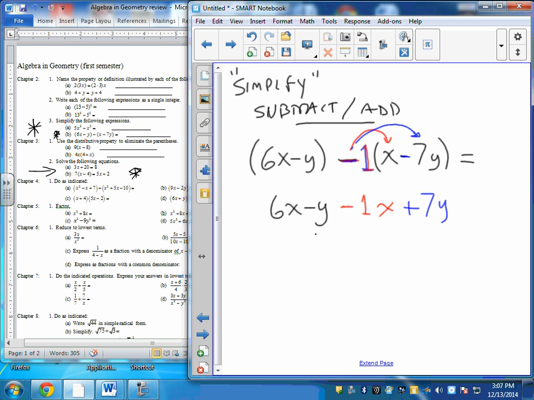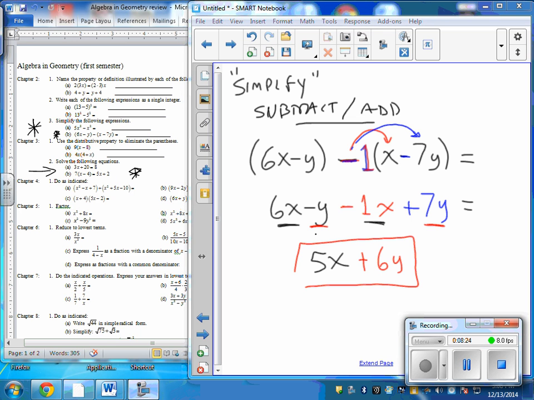And after you've done that, then you can go ahead and add up like terms. For the x's, we've got 6x, take away an x, that's 5x's. And on the y's, we've got 1y and 7y's are 6y's. And that would be the simplified version of that algebra problem. Okay, let me pause it here.